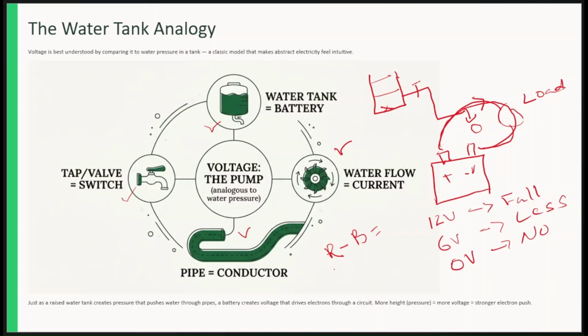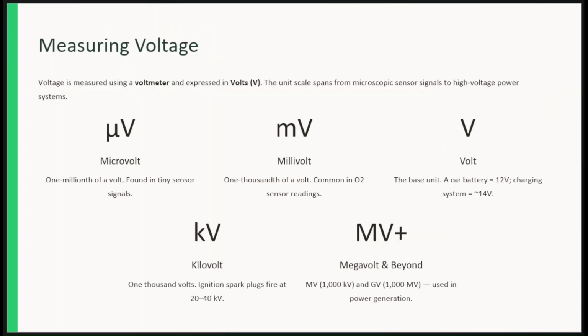Now, if it is a 12 volt battery, how much is the voltage? 12 volt. Normally the black wire will be 0 volt. Then the total voltage would be 12 volt. Higher the voltage, more the current flow. Less the voltage, less current flow. That is why sometimes vehicles are not starting when your voltage is less.